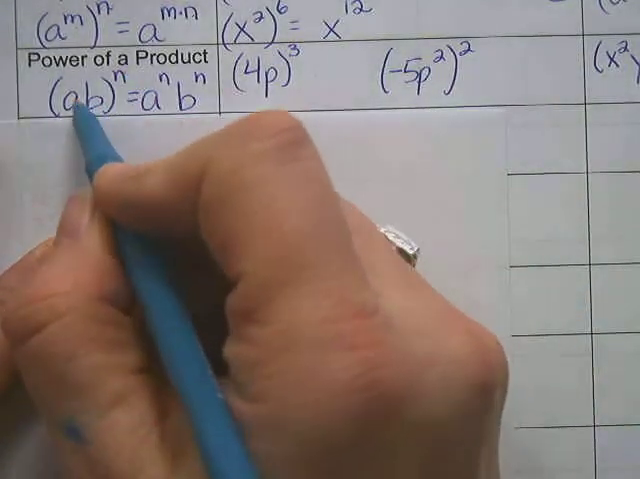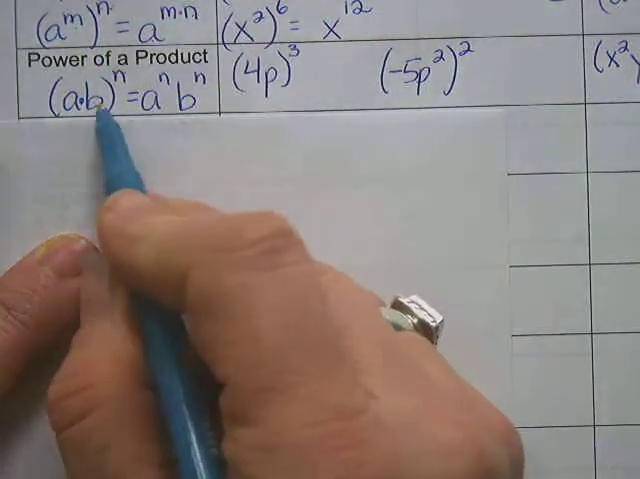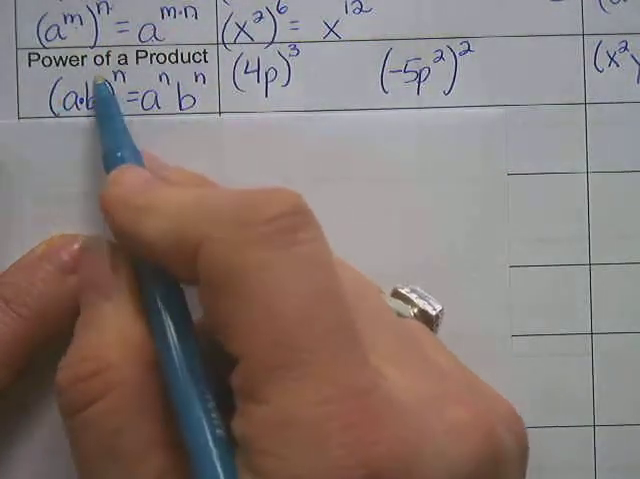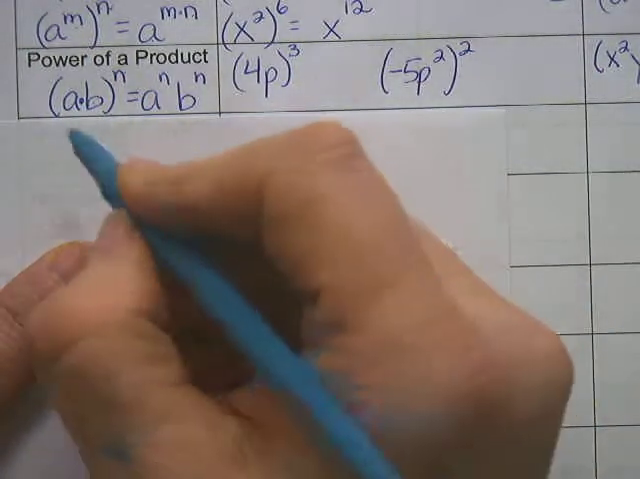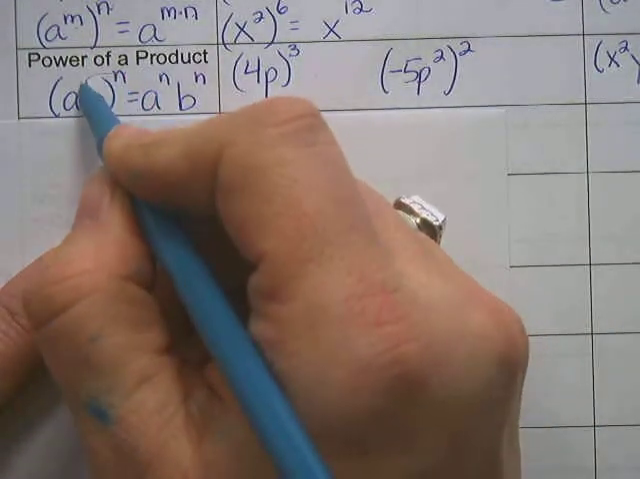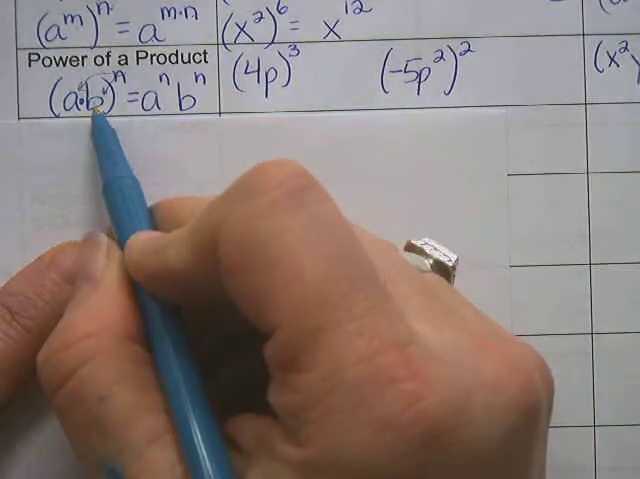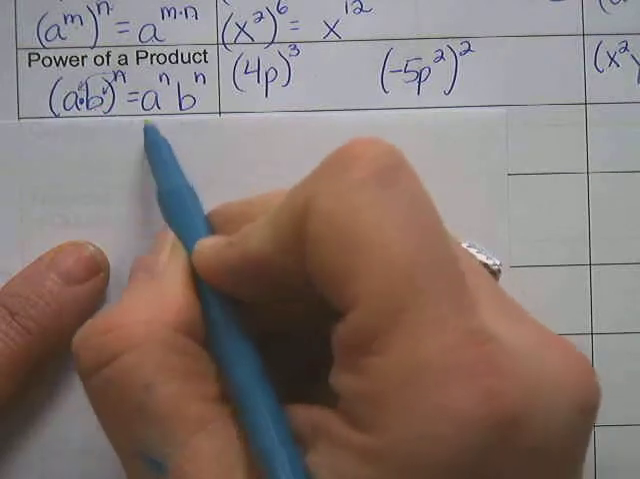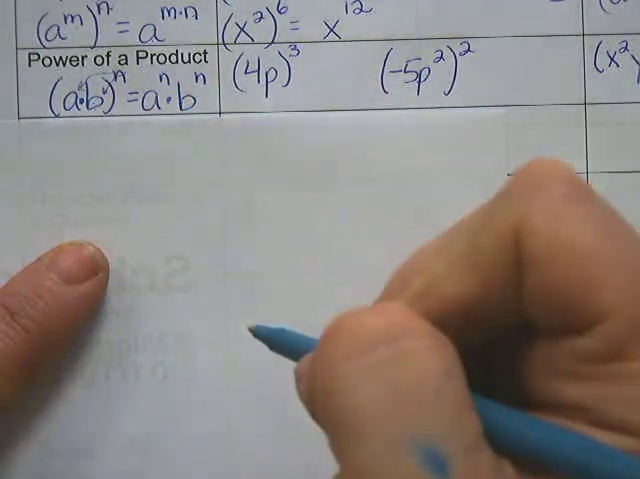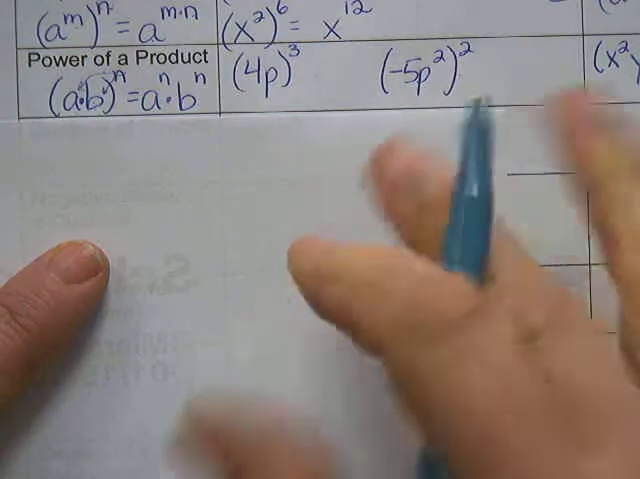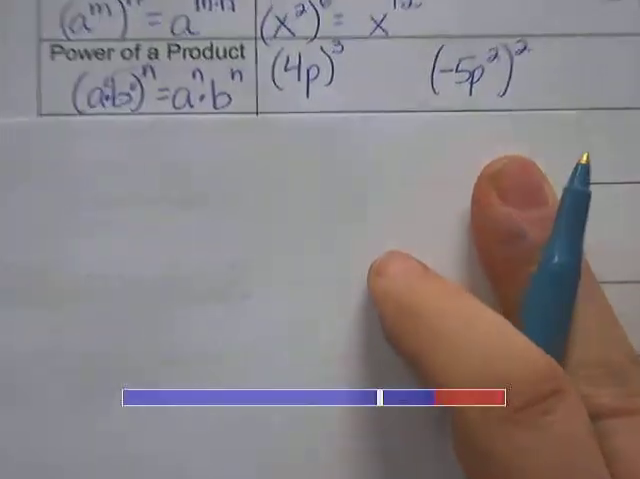Okay, the last property is called the power of a product. So this means we're taking a power of a product, meaning two things are being multiplied together in parentheses, and it's all being raised to a power. Well, it's kind of similar to the distributive property. This nth power has to be applied to every term, every part of this product. So it becomes a to the nth times b to the nth.